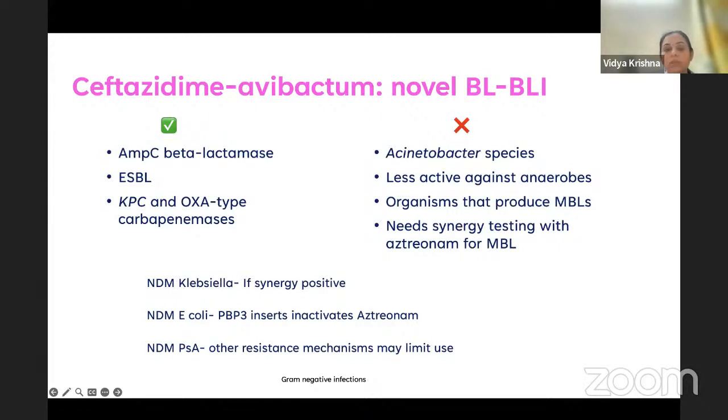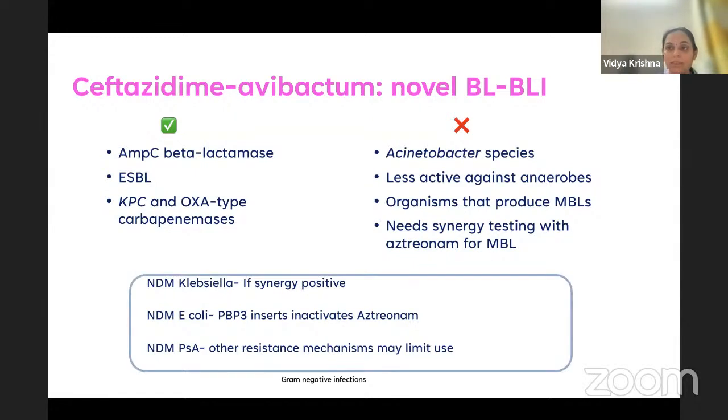Okay, which means that literally we are telling you that you will have to know the genetic mechanism as well as the synergy testing as well as the MIC. So this is how complex it is, isn't it? So it's not just using ceftazidime avibactam empirically or even otherwise and then just living with it.